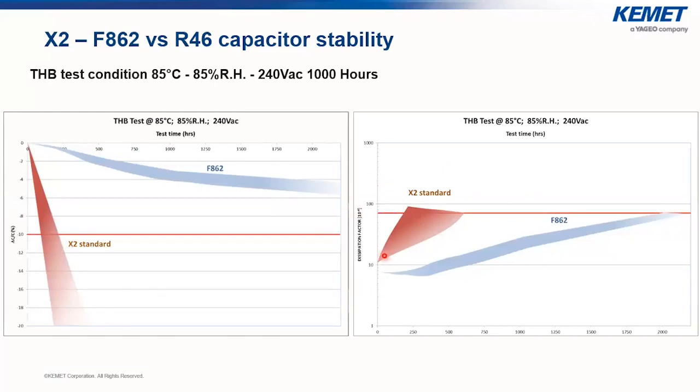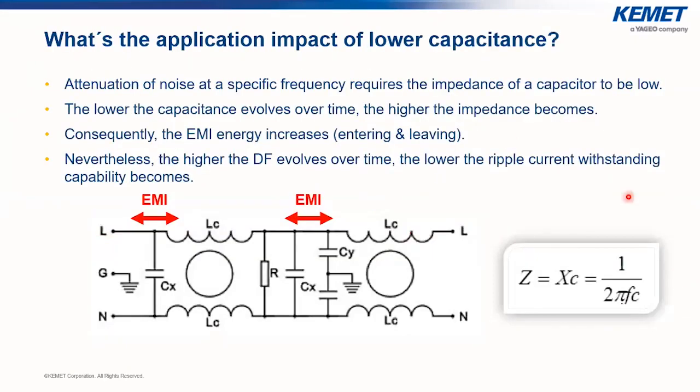A degradation of the performance can be seen also on the dissipation factor. For the X2 standard, we see a quick increase of dissipation factor after just some hours. Instead for the F862, we see that this increase is really low. So this is in theory, but what happens in our application in case of an EMI filter?